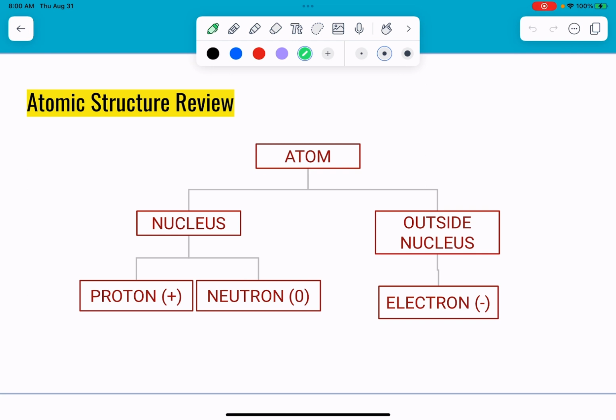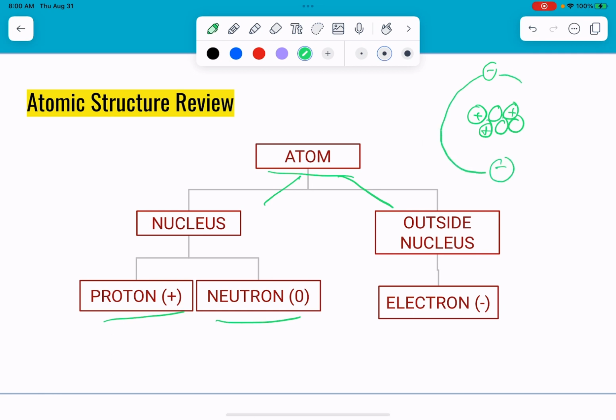So before we get into that, we just want to do a quick review of the structure of the atom. So when we have our atom, there's two parts to it. We have the nucleus and not the nucleus. So in the nucleus, we have protons with positive charge and neutrons with no charge. So, something like this. We got a couple protons, we got a couple neutrons, that sort of thing. Outside the nucleus, that's where we have our electrons.